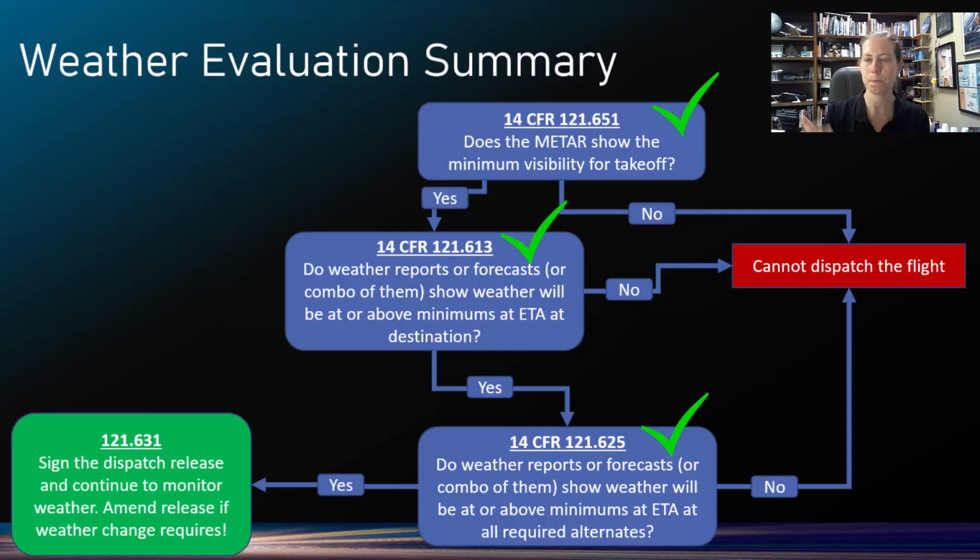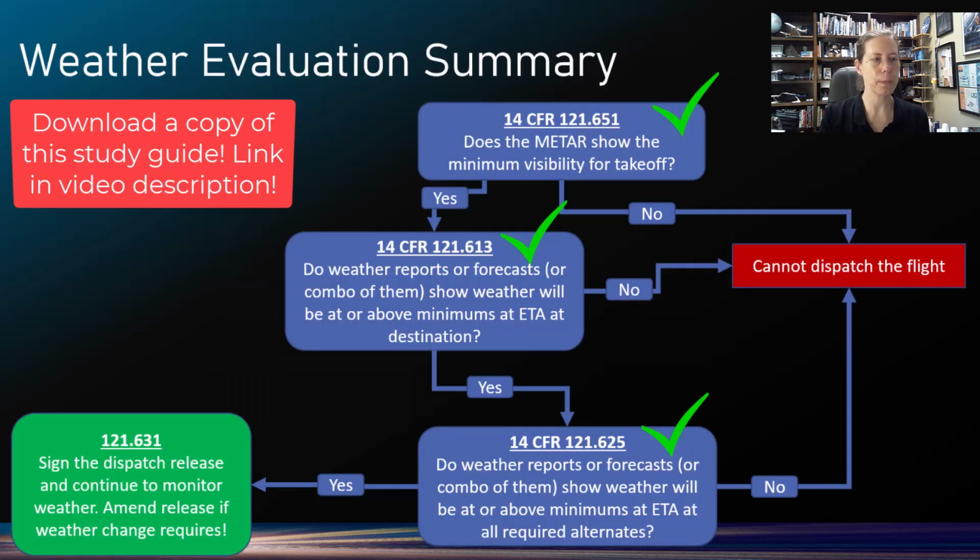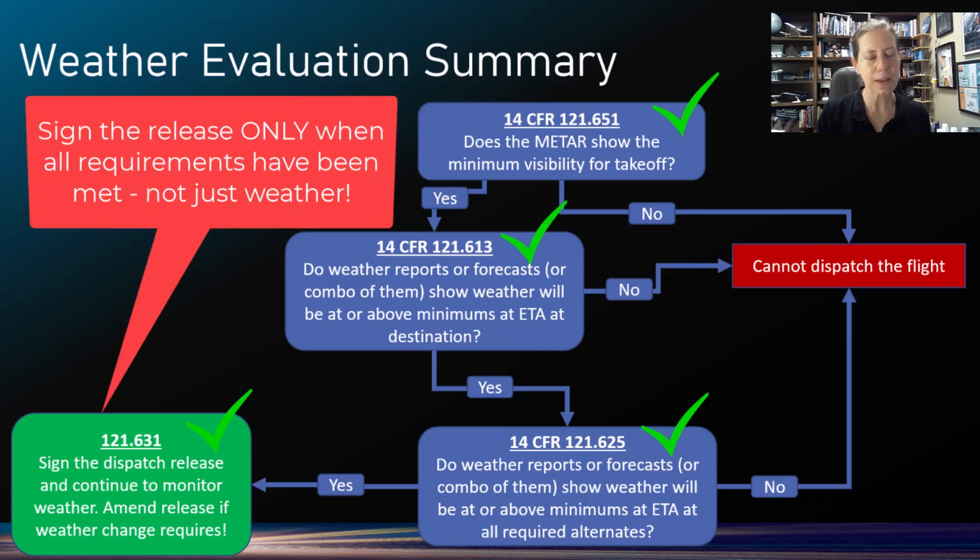So in summary, I've got all these check boxes, and then if I've met all the requirements, I can check that last box and sign my dispatch release, send it to the crew, continue to monitor the weather, and amend the release if necessary.